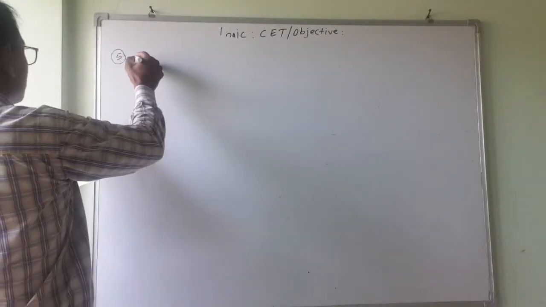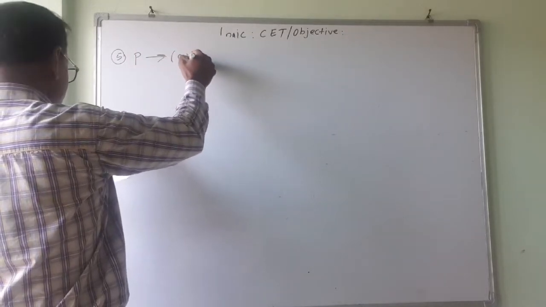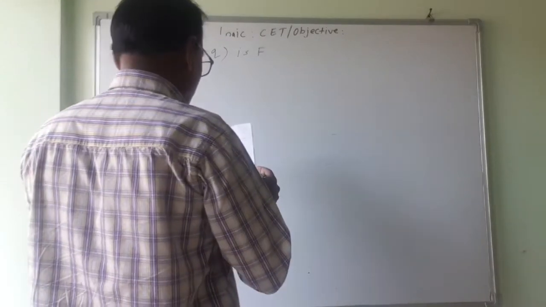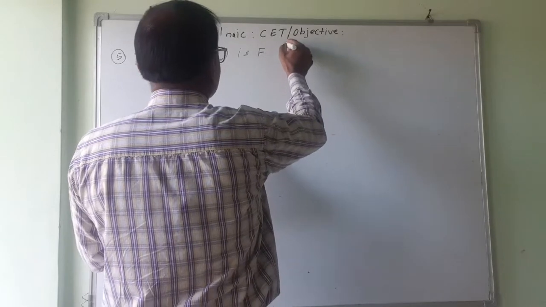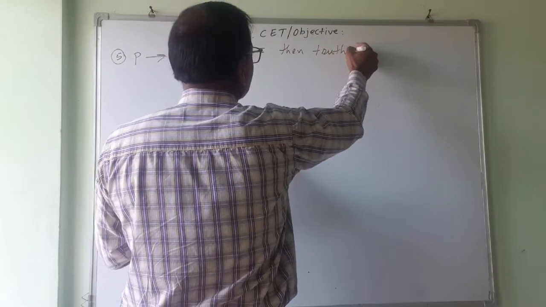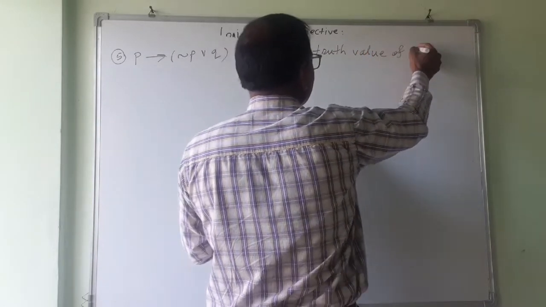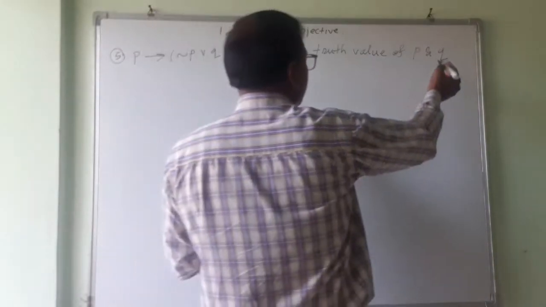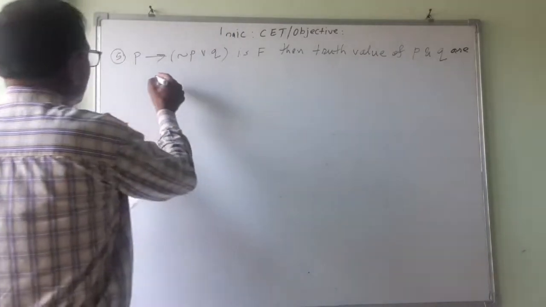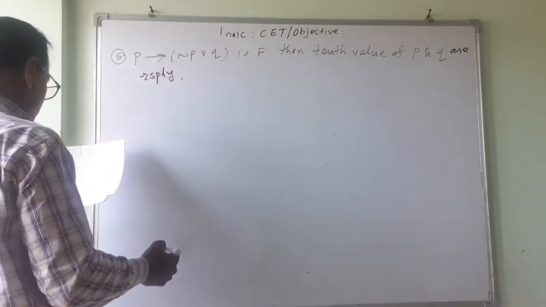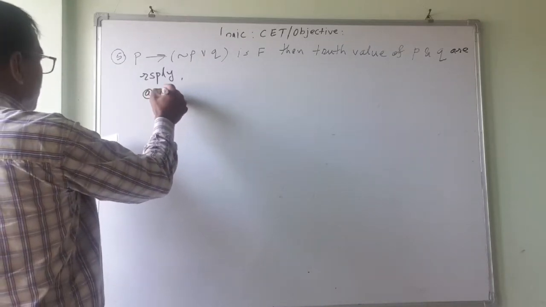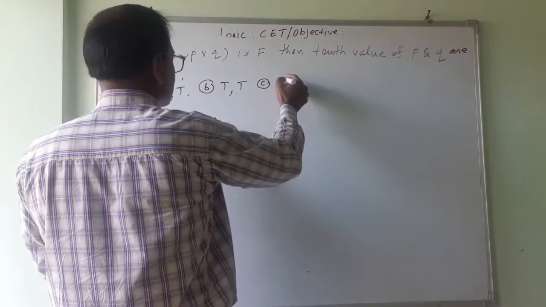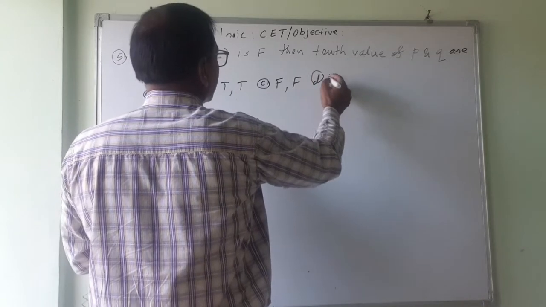Number 5, these are the most important questions. P implies negation P or Q is F. Then the truth values of P and Q are, respectively: A is F comma T, B option is T comma T, C option is F comma F, and D option is T comma F.